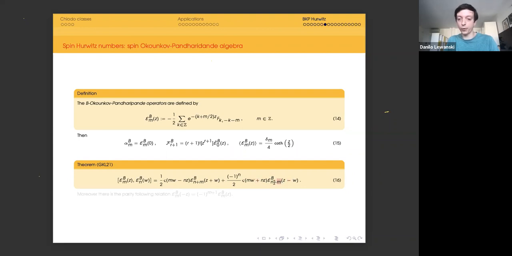Of course, the energy is forced. You don't have a choice here. You have to put plus. I mean, it would be absurd if the energy wouldn't be conserved. Plus, you have here some extra property. They satisfy some parity.